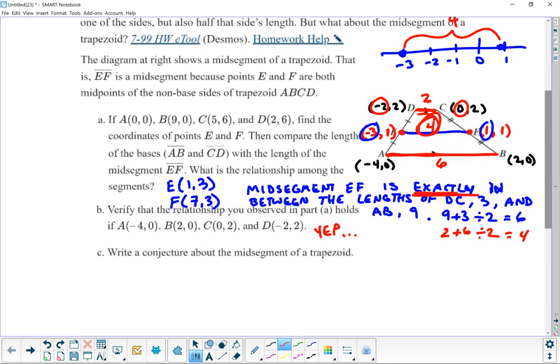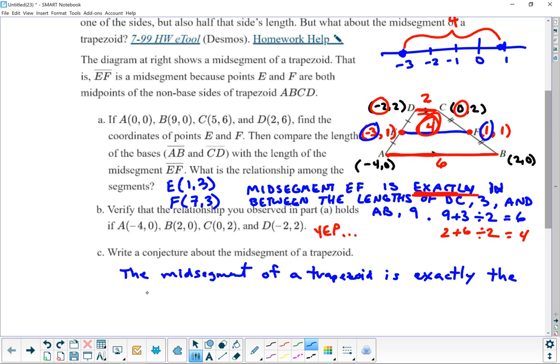Write a conjecture about the mid-segment of a trapezoid. So I'm going to say the mid-segment of a trapezoid is exactly the length in between the lengths of the two bases, or we'll call them parallel bases.